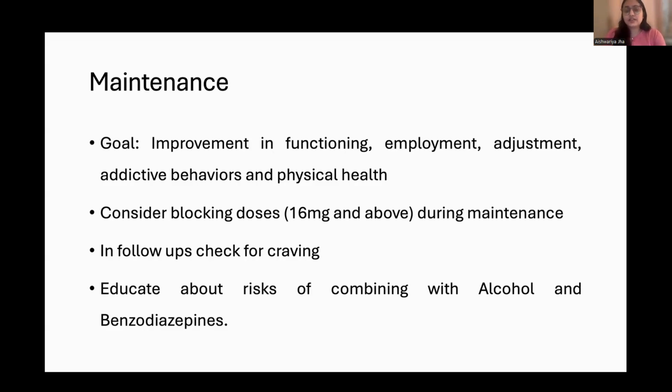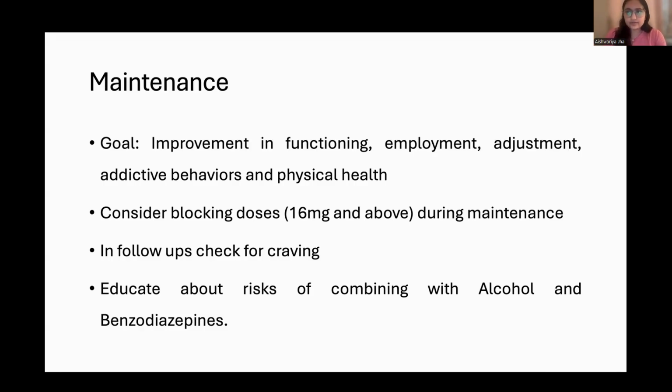Asking about craving need not necessarily increase craving. In fact, asking about craving might make it easier for them to report it. They might feel more understood and they might feel that, okay, it is normal to experience craving from time to time. This might actually improve our alliance and also their self report at later stages during the maintenance treatment.